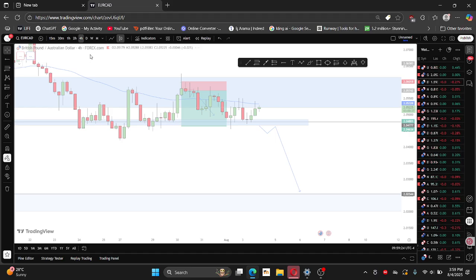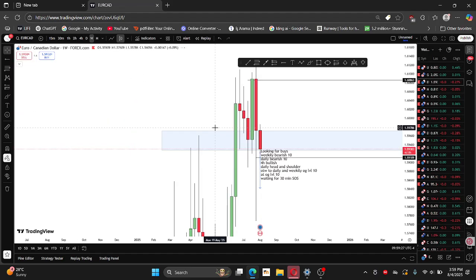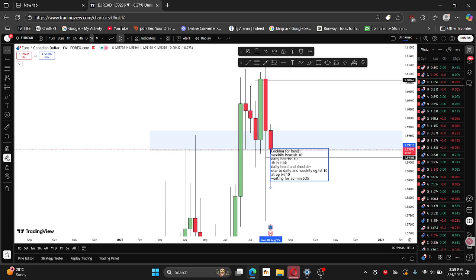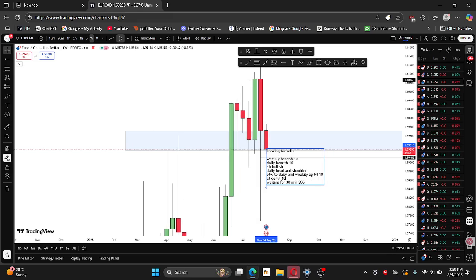Then I have Euro CAD. You can clearly see that I wanted to sell this, not buy. I wanted to sell this really, but I didn't like the way the weekly closed. It failed to engulf these daily candles. I was expecting this to go bearish, but we didn't get that. So the weekly currently is now bullish.